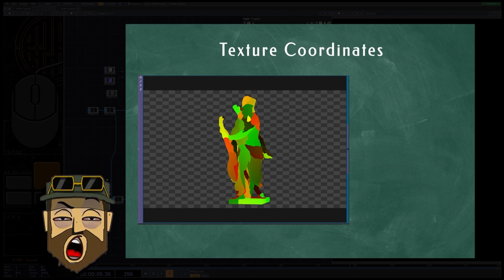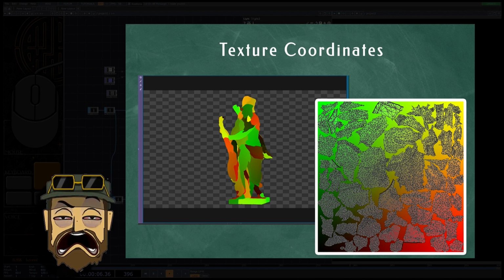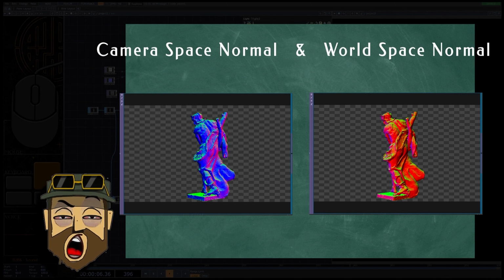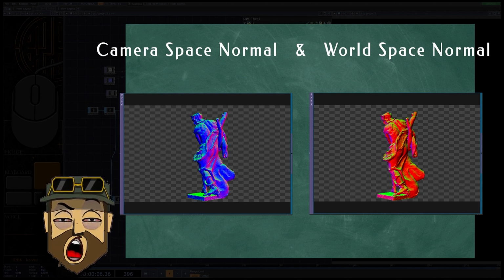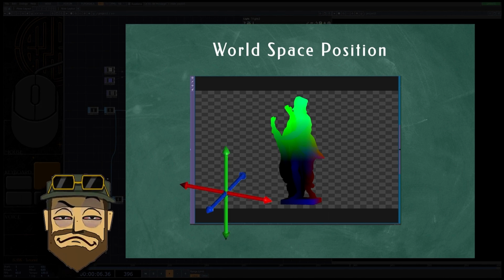The texture coordinates represent the UV, the different positions of a texture on a mesh, depending on how it has been unwrapped. This buffer will give us the ability of putting some new textures afterwards. Camera space normal and world space normal represent the orientation of the faces, in both camera space and world space. The main difference is the camera space normal is viewport dependent. The world space position gives every pixel the color of its absolute coordinates in the 3D world.